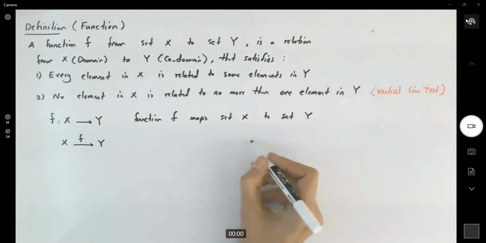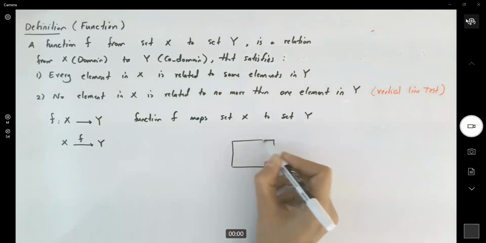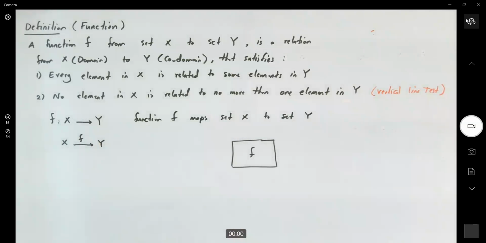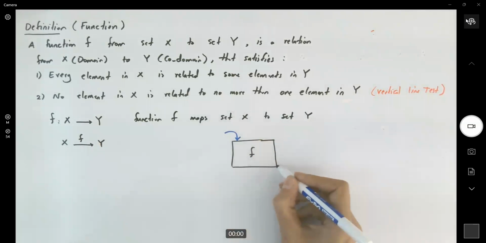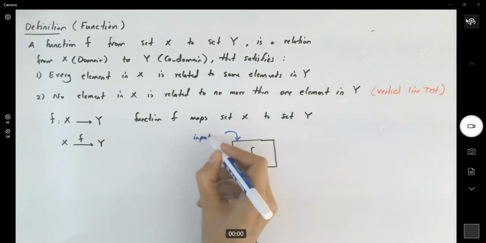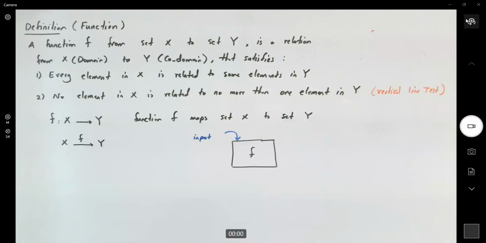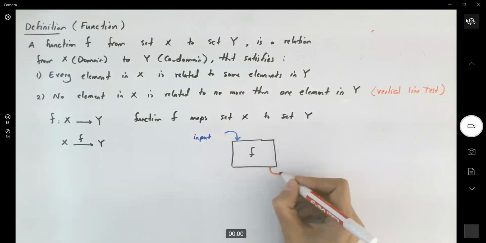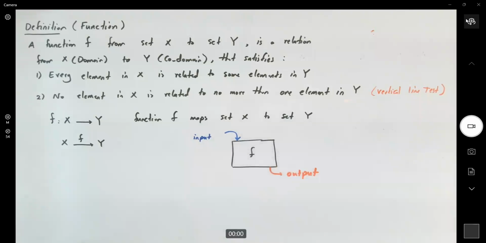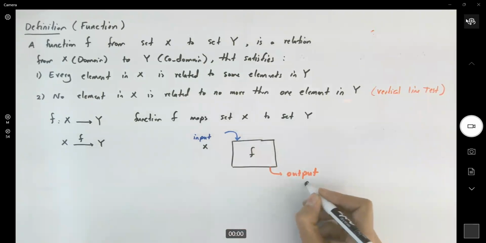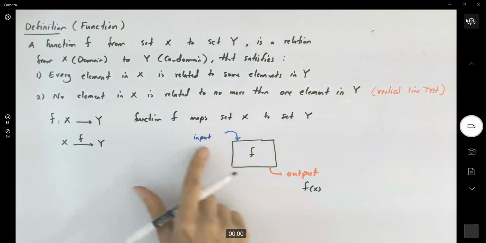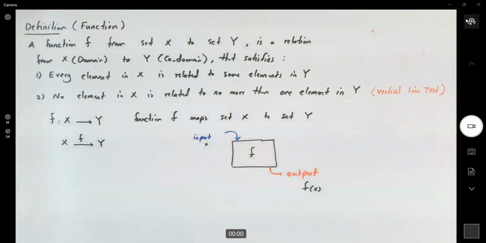So as you remember, your function f acts like a machine. You have some input values like X values, and you have some output values. X values go inside, and you get some output values like f of X. So this X is small x, and you get some output values like f of X.